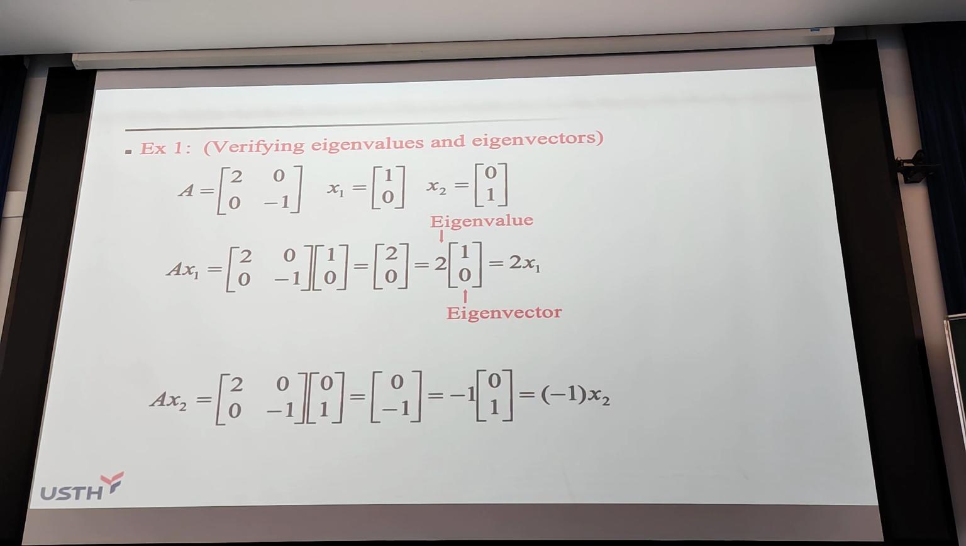On the other hand, if you take A x2, from here you get that is an eigenvector, but now the eigenvalue will be minus 1. So that eigenvector corresponds to the eigenvalue minus 1. So for A, we have two different eigenvalues, that is 2 and minus 1. And each eigenvalue will have an eigenvector.